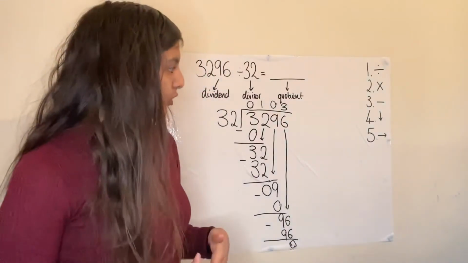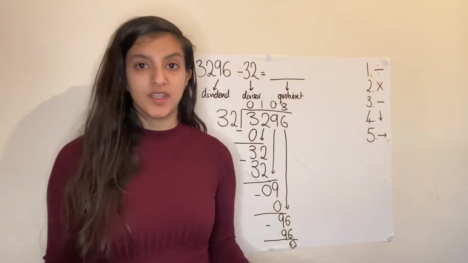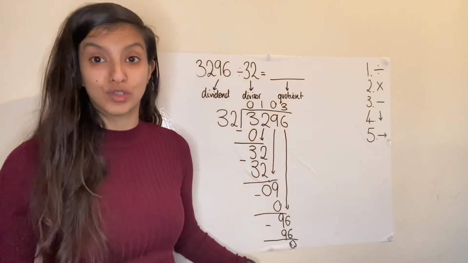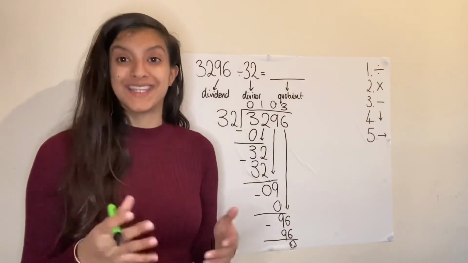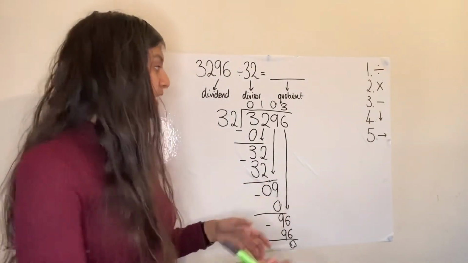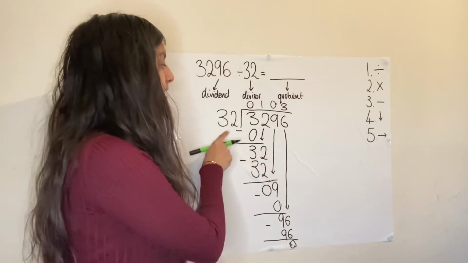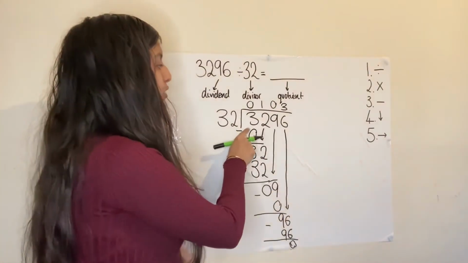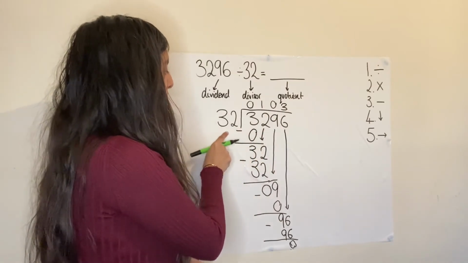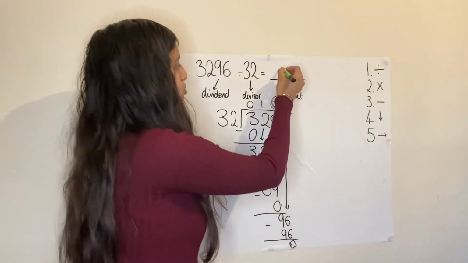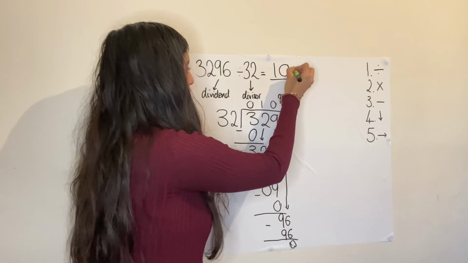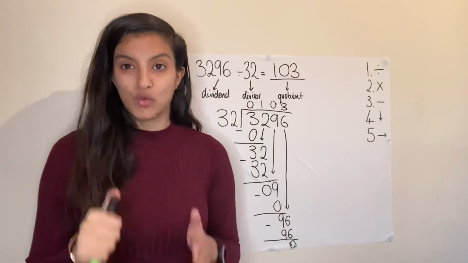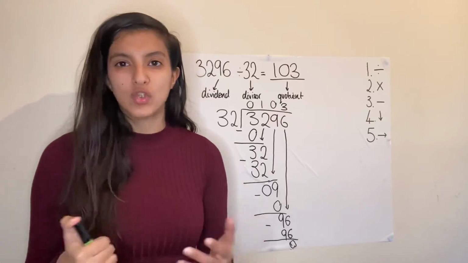Step number 4 is to bring the next number down. But as you can see, I haven't got any more digits to bring down. And I've also reached 0 down at the bottom. So there's nothing left to share. I've now shared 3,296 between 32 people equally. So I know that 3,296 divided by 32 gives me the quotient of 103.